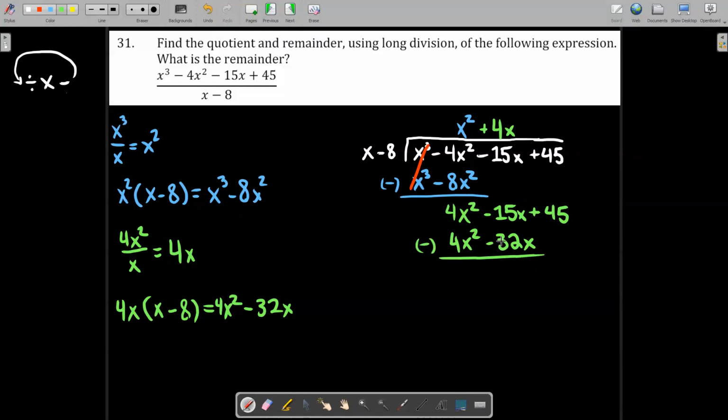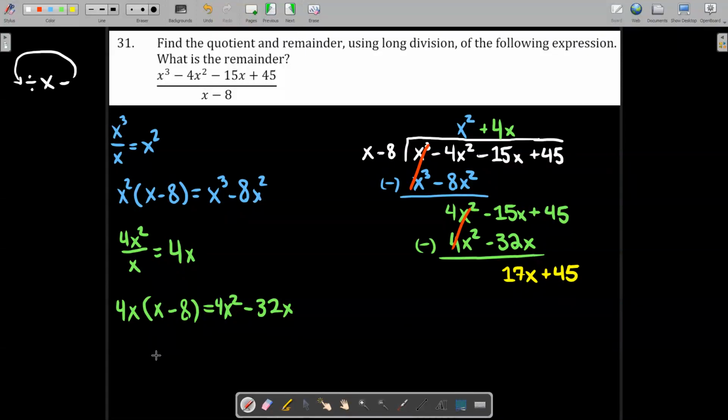We are, again, going to be subtracting a negative, so be careful. The first term cancels out. If you're doing it right, it will always cancel out. -15 minus -32 is going to be 17. And then we'll bring down our 45. And then we'll just do this one more time.